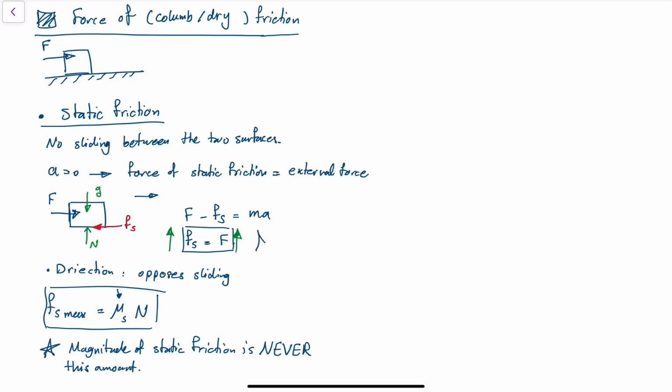In fact, the magnitude is always equal to the magnitude of the external force pushing on the system. What you calculate using this equation is the maximum value, and as soon as the friction force reaches that maximum value, it actually breaks. The object starts to move, and then you enter a different regime of friction called kinetic friction.